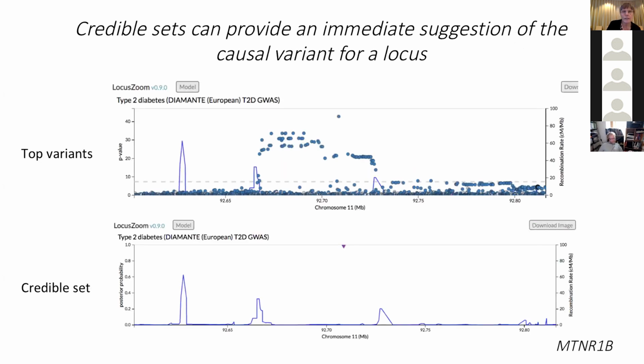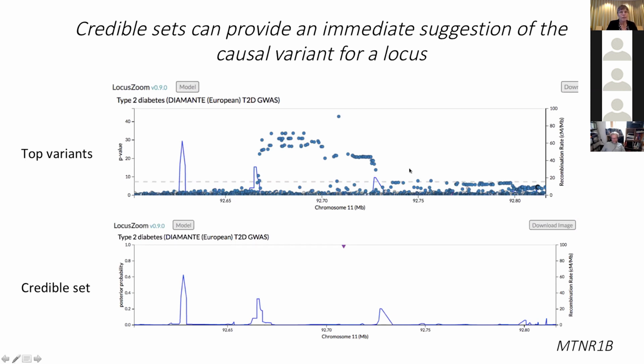Credible sets can be really helpful in providing an immediate suggestion of what might be the causal variant for a locus. Credible sets are sets of variants that together have a defined probability of including the causal variant. It's usually 95%, I think. And they are calculated by researchers doing fine mapping using GWAS datasets.